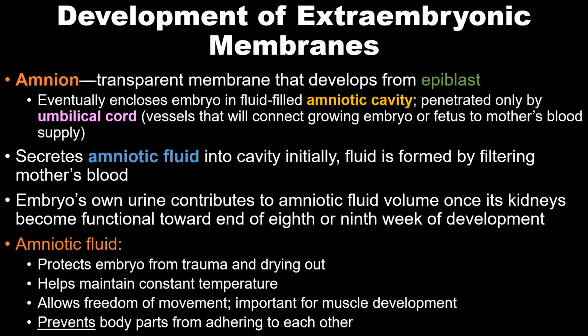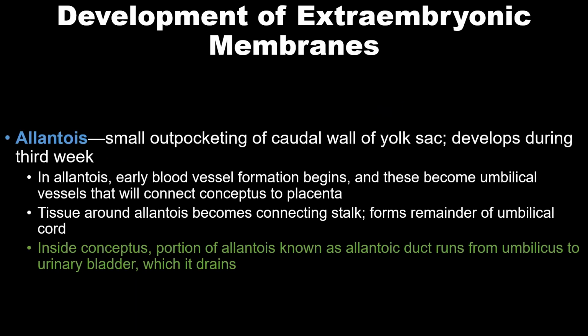At first, all fluid forms by filtering the mother's blood, but as the embryo's kidneys become functional toward the end of the 8th or 9th week, its own urine will contribute to the amniotic fluid volume. Then you have the allantois. The allantois is a small outpocketing of the posterior wall of the yolk sac, and this develops during the 3rd week. Now, the allantois has some early blood vessel formation, and these eventually become the umbilical vessels connecting the conceptus to the placenta. The tissue around the allantois becomes the connecting stalk, which forms the remainder of the umbilical cord.